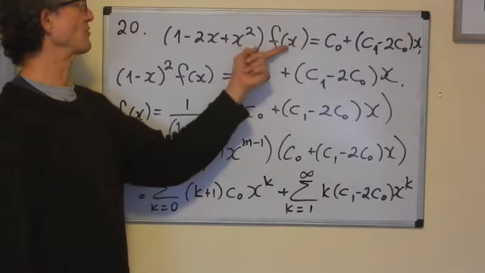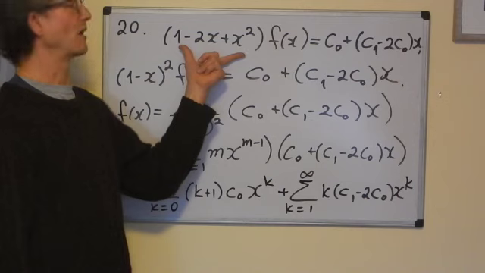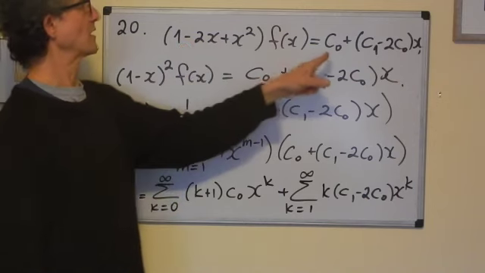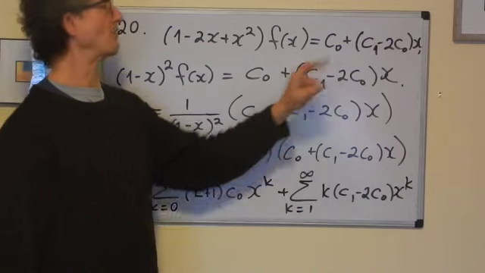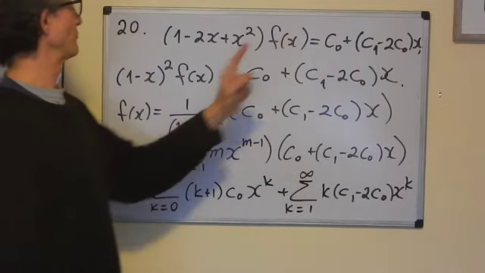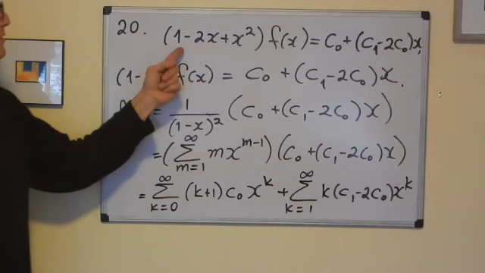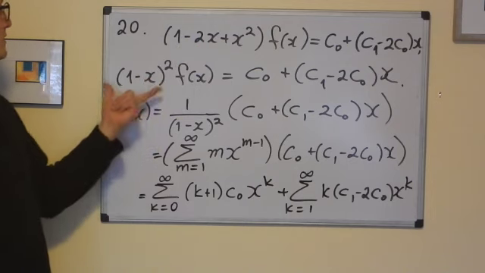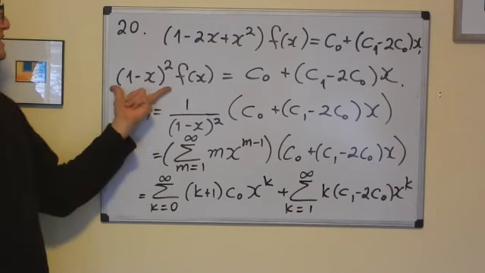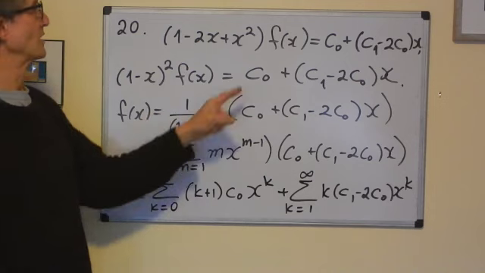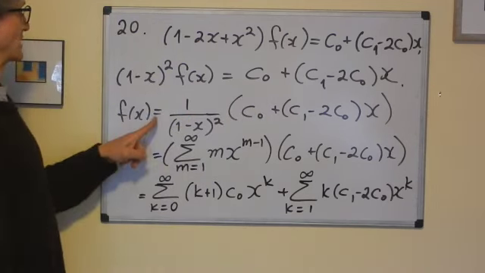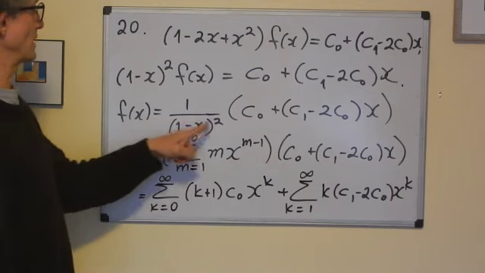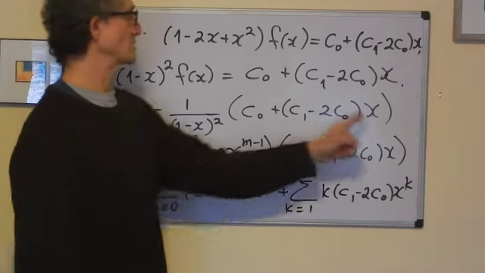Bringing all the multiples of f of x to the left here, and keeping the terms that did not involve f of x on the right. We have this 1 minus 2x plus x squared, you would recognize as 1 minus x squared times f of x, is equal to this linear function.